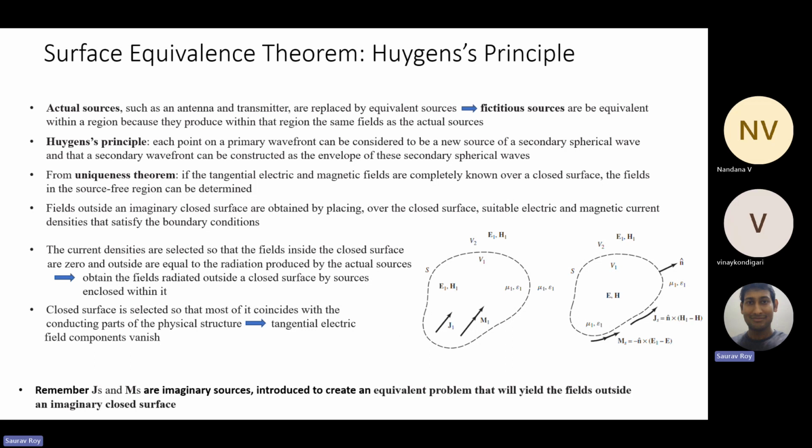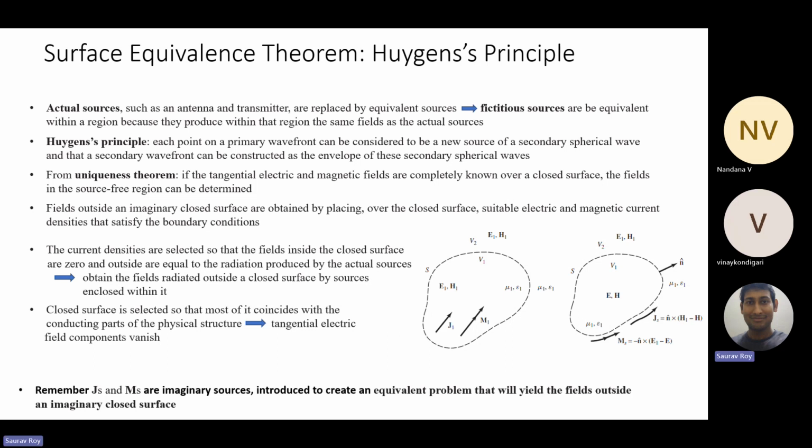So what was the purpose of this? The purpose is, we have a source somewhere. In the picture, if you see, inside the volume V1 we have a source, and that is bounded by the surface S. And outside the surface, in the volume V2, we have to calculate the fields E1 and H1. I hope you can see the fields E1 and H1 outside the surface.